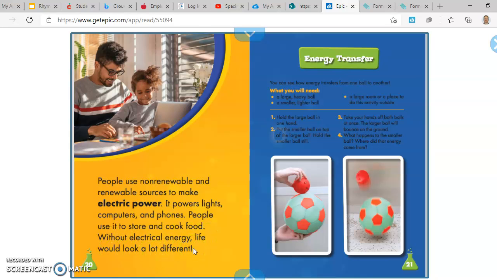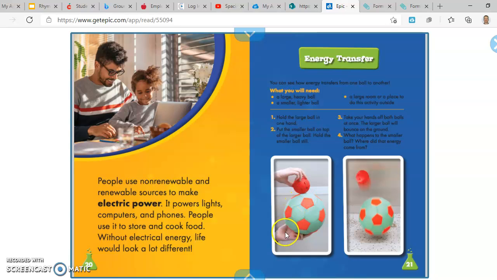All right, so thank you for reading this book with me. Here's a fun activity you can do to take a look at energy transfer, okay? We talked about potential and then kinetic energy. Potential is energy that's stored. Kinetic energy is energy that's causing something to move. So all you need for this experiment is a big ball and a small ball. So in this picture they have a soccer ball, which is a bigger ball, and then a small wiffle ball. So you can get a tennis ball, baseball, anything small like that, and then a bigger ball.